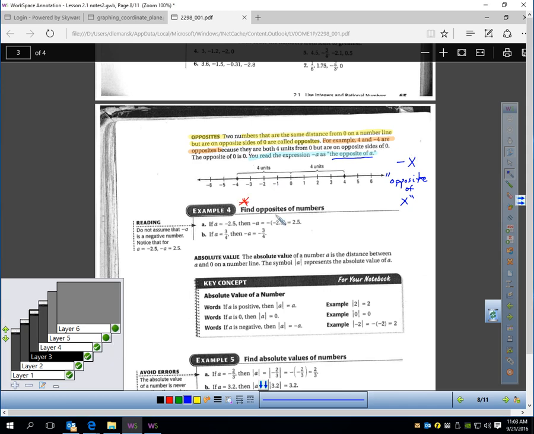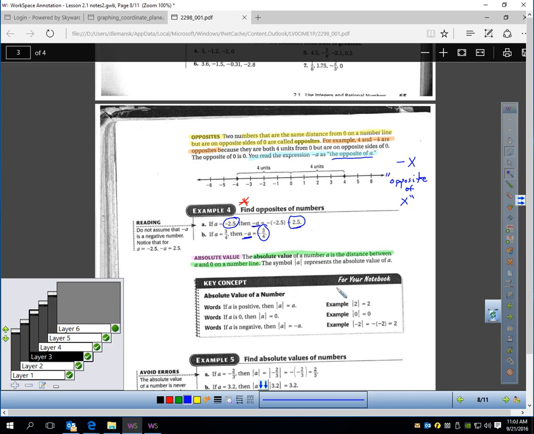So, they will have you find the opposite of numbers in the practice homework today. For example, it says here, if a is negative 2.5, then the opposite of a, think about it, would be positive 2.5, which would be your answer. Or the next one, if a is 3/4, the opposite of a would be negative 3/4.